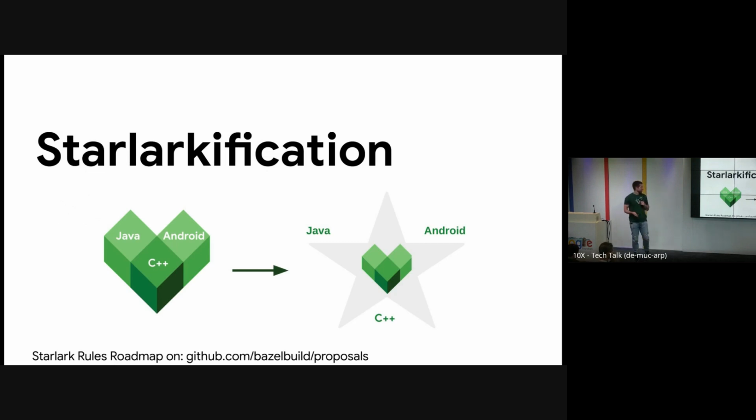So this is one of the slides from previous keynotes. The Starlarkification project is about rewriting native rules that are part of Bazel that were written in Java into Starlark. And then at the end, we would also like to split those rules away from Bazel.